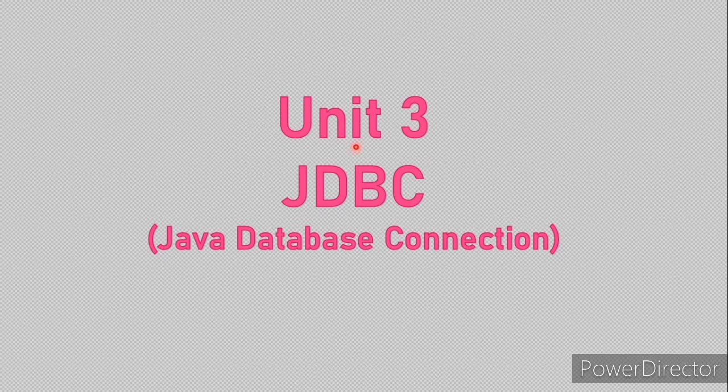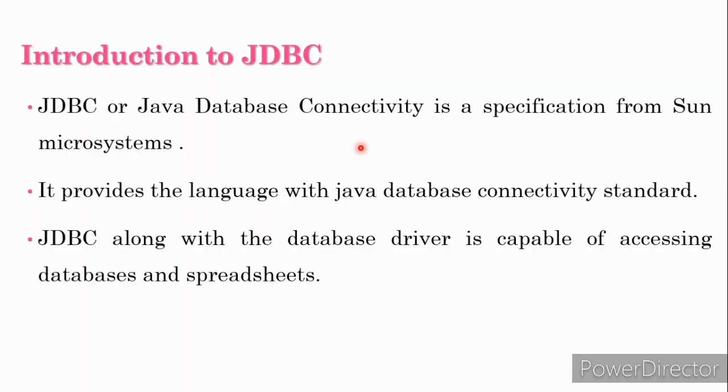In this video we are going to see Unit 3 JDBC, Java Database Connectivity. First we will see the introduction about JDBC, why we use JDBC in Java. JDBC, or Java Database Connectivity, is a specification from Sun Microsystems that provides a standard abstraction. It means an API or a protocol for Java applications to communicate with various databases.